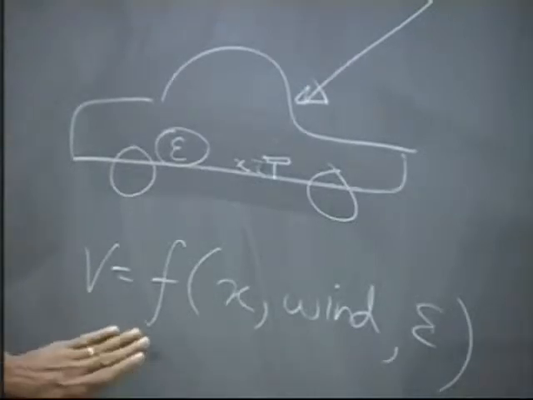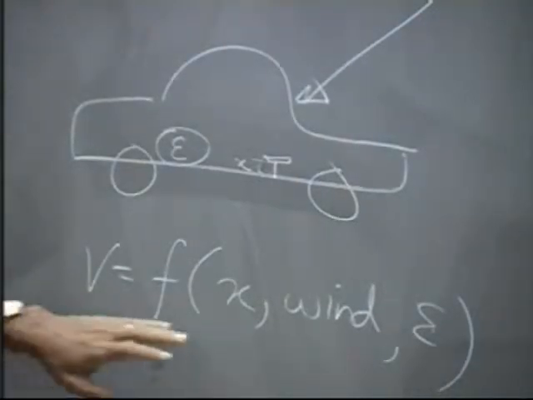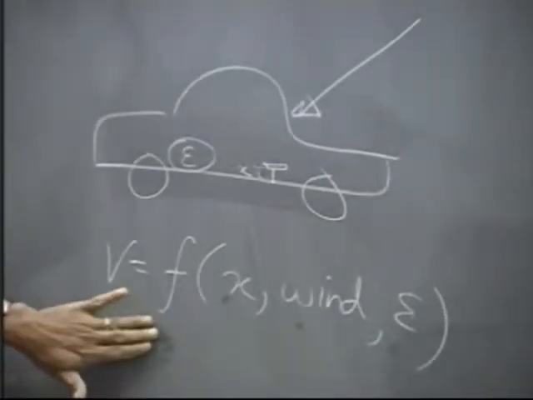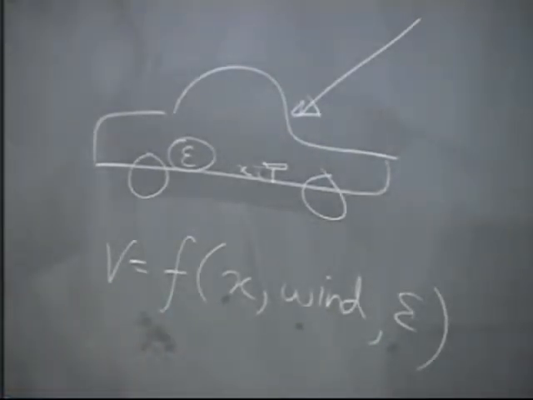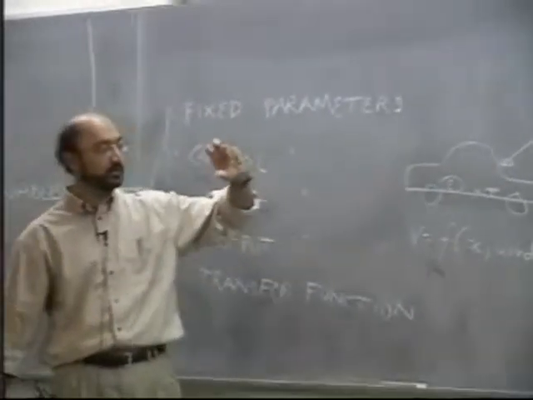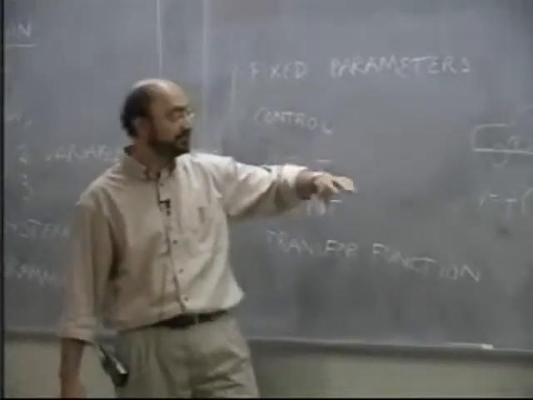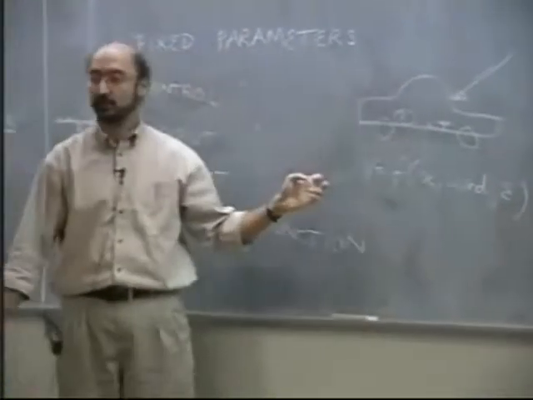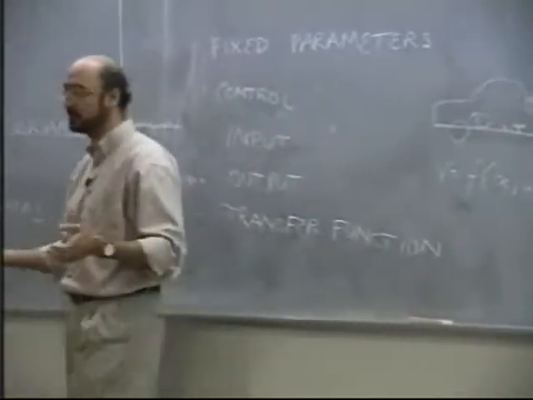So this F over here, which maps from the accelerator position, the wind, and the engine size, is the transfer function. What does this function look like? Could be anything at all. One way of doing things would be to measure it. You could take the car on the road and put the accelerator 4 centimeters above the base, keep the wind constant, keep the engine constant, see what the output is, and measure it out, and then you get one transfer function.